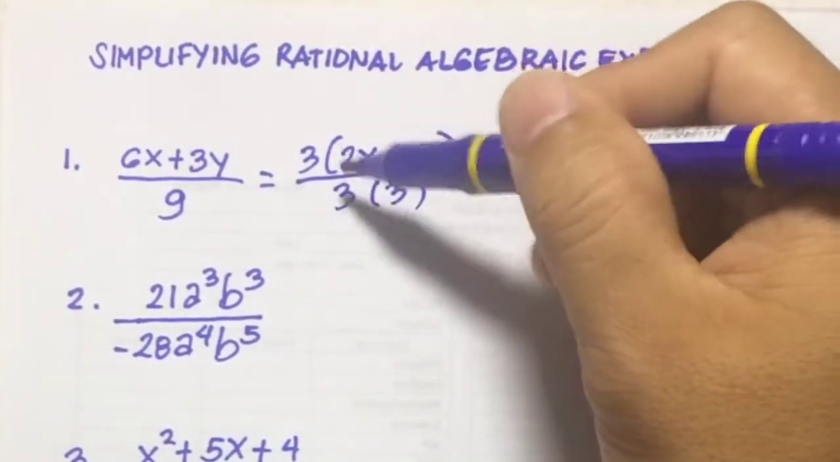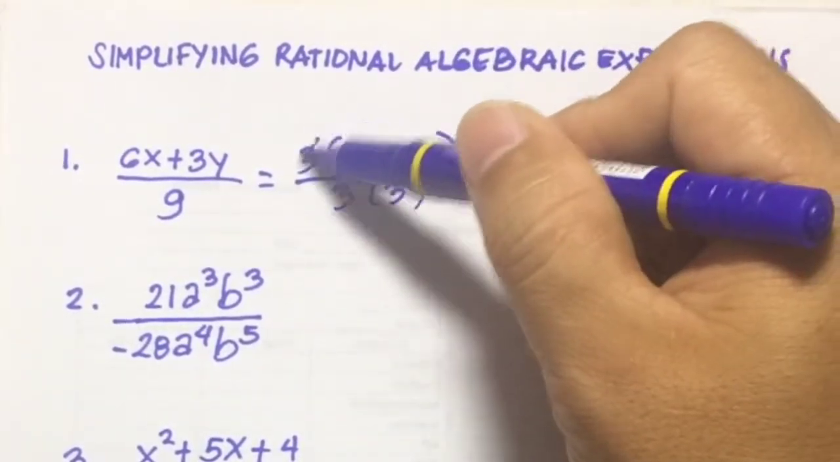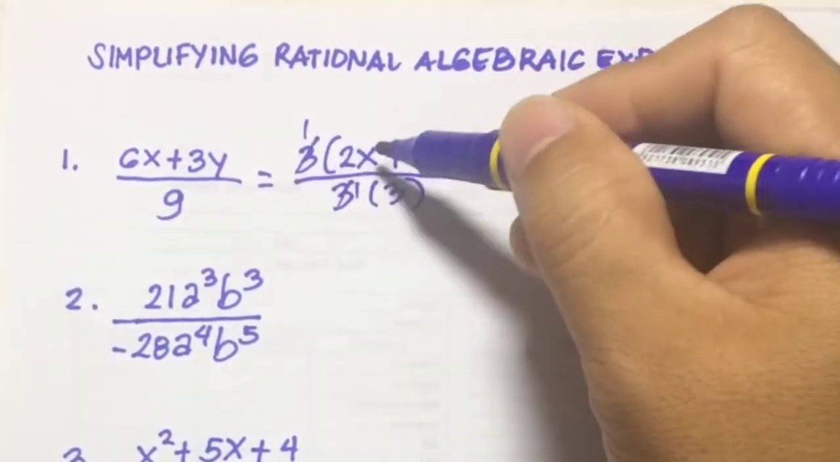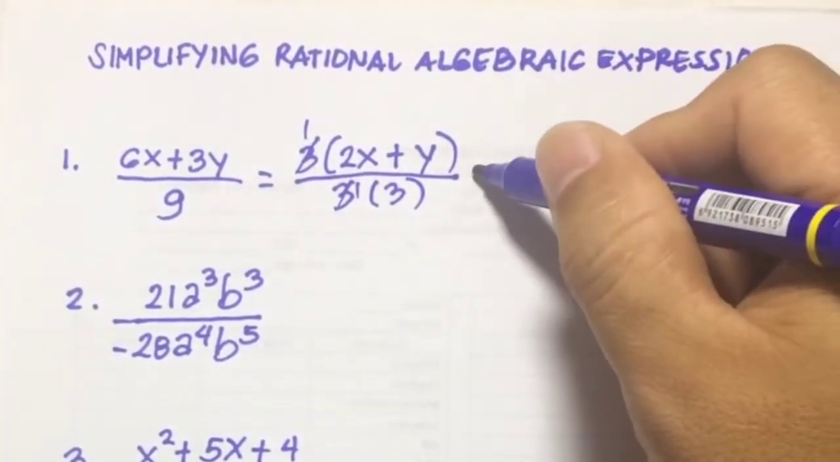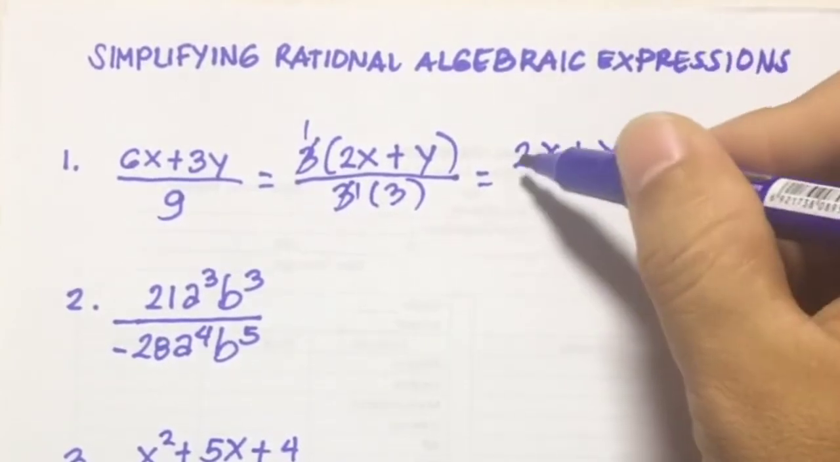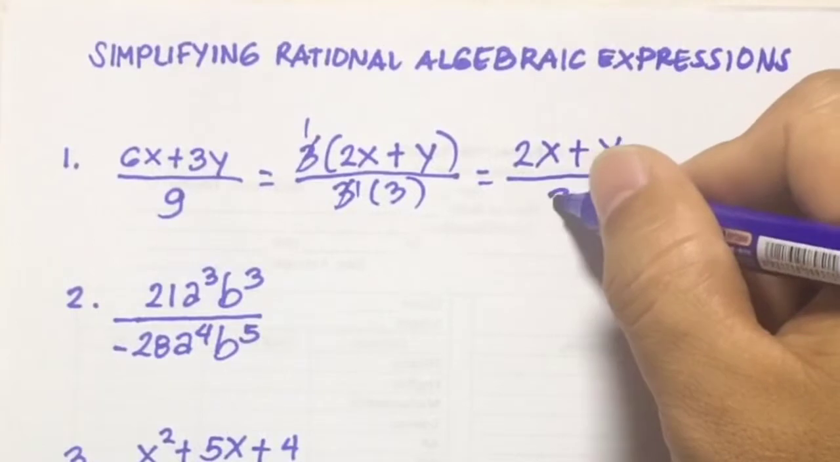So, in this case, we can simply eliminate 3. So, 3 divided by 3 is 1. So, we can have our answer as 1 times 2x plus y. It will be 2x plus y. Then, divided by 1 times 3, it will be 3.